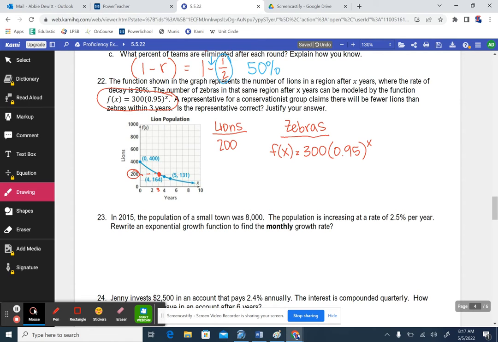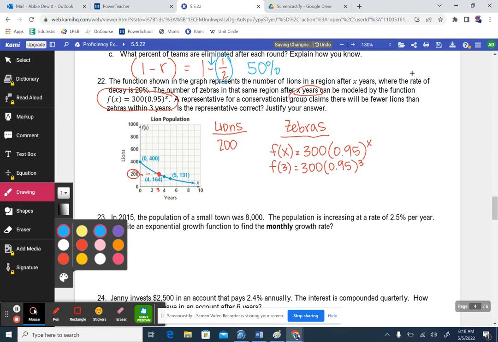That's it. All right, so I'm going to replace x with 3 because in that justification up there, you'll see that x is years. So I'm going to replace x with 3 and then simplify. And you can type this in your calculator exactly how you see it. You're not going to type in the f of 3. You're only going to type in the 300 times 0.95 to the third power.